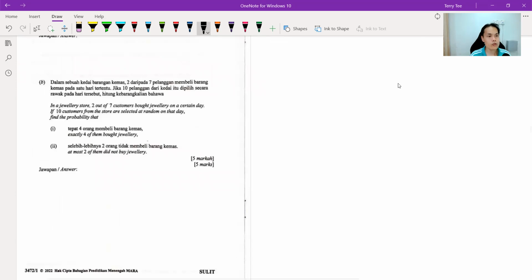In a jewelry store, 2 out of 7 customers bought jewelry on a certain day. So if 10 customers from the store are selected at random on that day, find the probability that exactly 4 of them bought jewelry. So here's the thing, the 2 out of 7 represents your probability. Probability that a randomly chosen customer bought jewelry is 2 over 7. Now, the 10 customers is a sample. Out of 10 people randomly chosen, you want exactly 4. So this is a binomial.